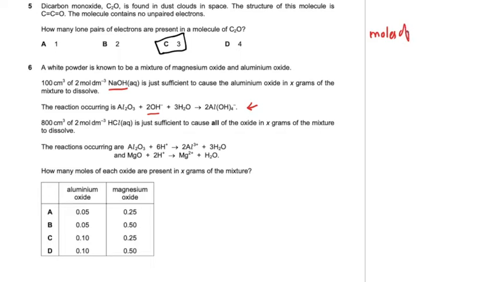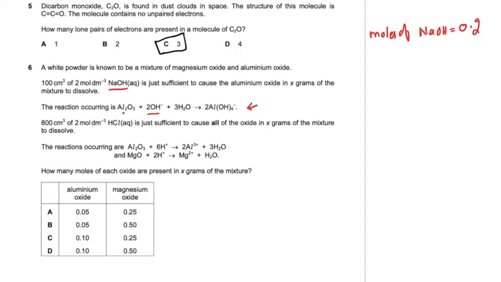Moles of NaOH. How will you find the moles? 100 cm³ multiplied by 2 divided by 1000. So you will get the moles of NaOH, 0.2.